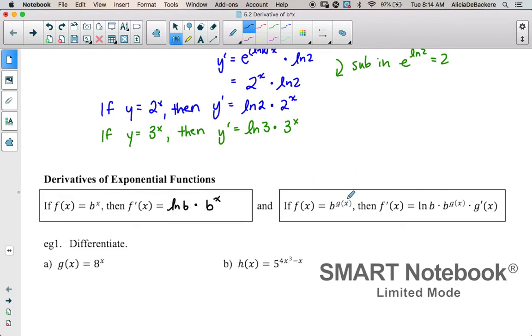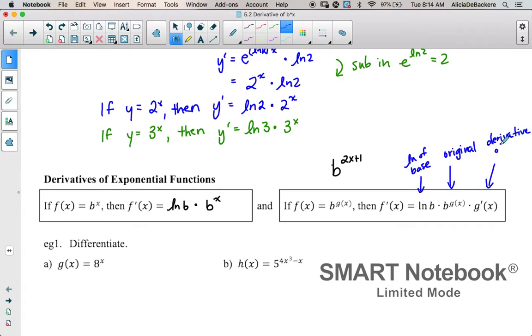Now, what happens if there's a function up in the exponent instead of just an x? So maybe it's some number b, and then there's a 2x plus 1 up in the exponent. How would I take the derivative of this? Well, first I would take ln of the base, and then I would write down the original function exactly how it is, and then I'll multiply by the derivative of the exponent. So I'm going to have ln of the base times the original times the derivative of the exponent.